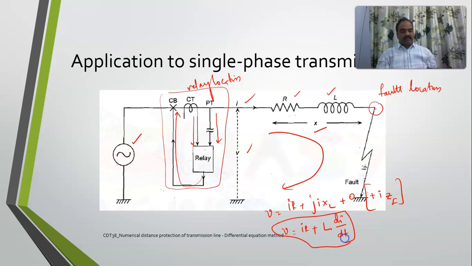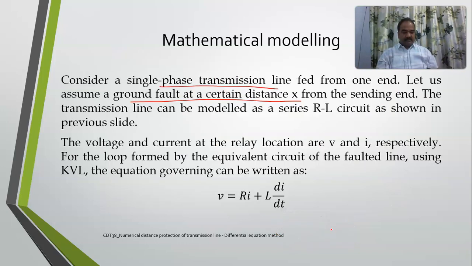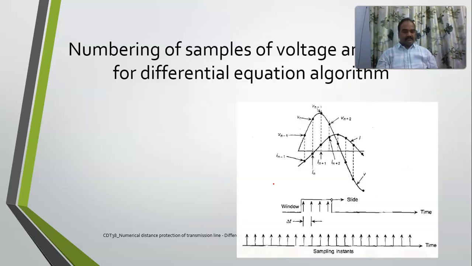This is a time domain type of equation. So this is the governing equation: V is equal to R I plus L dI by dt. R and L are the resistance and inductance of the transmission line, lumped parameters. V and I are the voltage and current at the relay location. Now, these are the sampling instants of my voltage and current. Let us suppose this is V and this is I. So I am sampling them. These are my sampling instants.